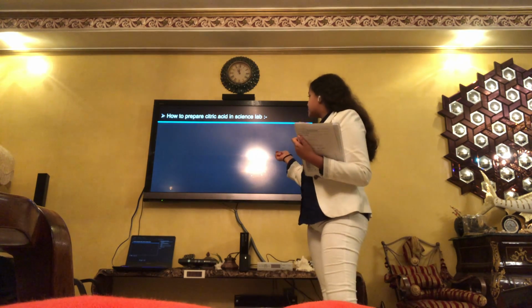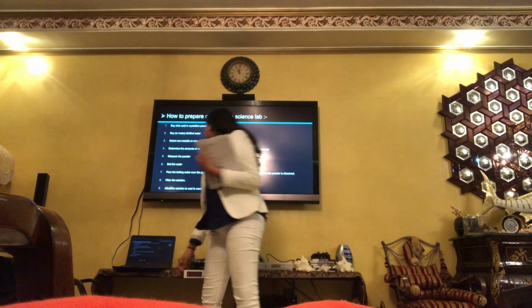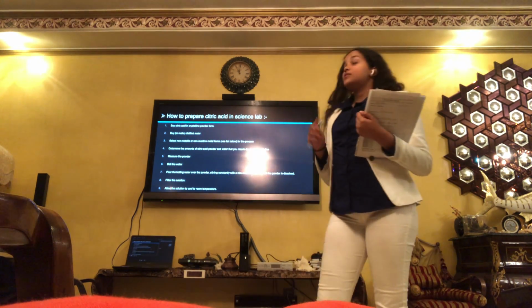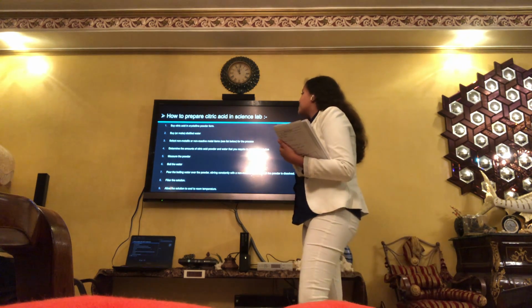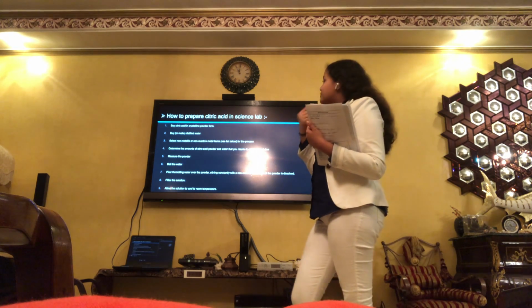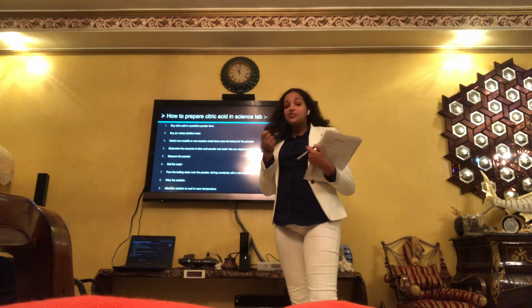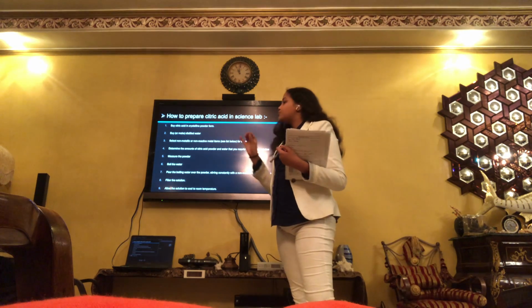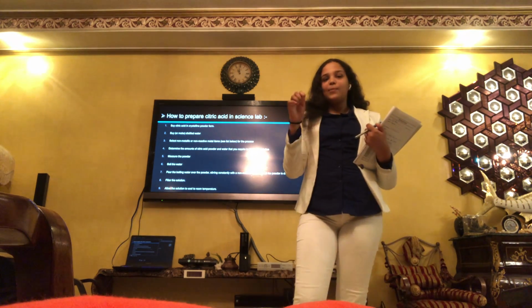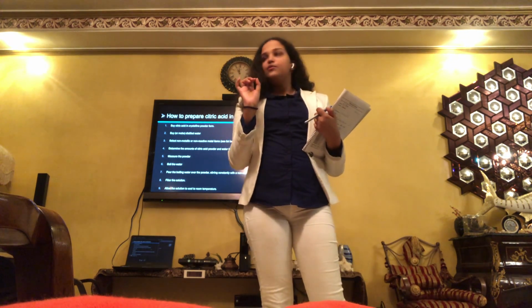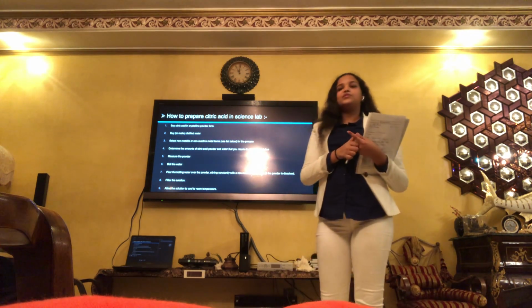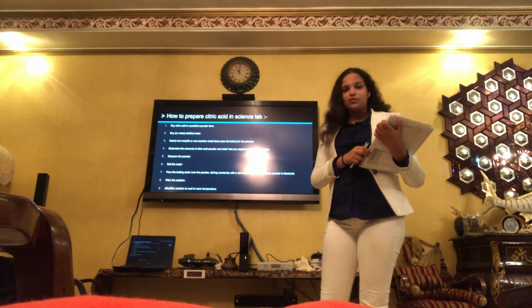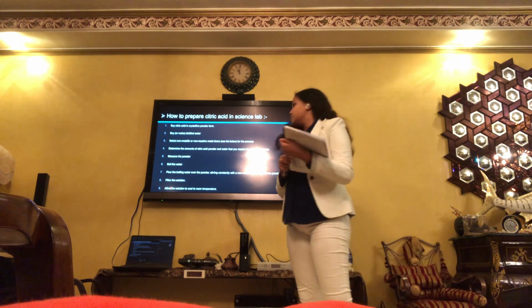Now, how to prepare citric acid in a science lab. We will say it in 9 steps, actually. These steps are more than the other one. First, we will have to buy citric acid in crystalline powder form. It has to be crystalline. And buy or make distilled water. If you don't know how to make it, you can search on YouTube for how to make distilled water. You'll find right away what you want.